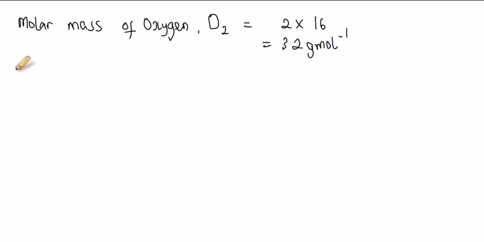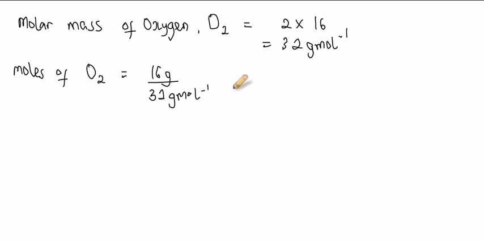While the number of moles of oxygen will be the mass, which is given as 16 grams from the question, divided by the molar mass we've gotten to be 32, and this equals 0.5 moles.